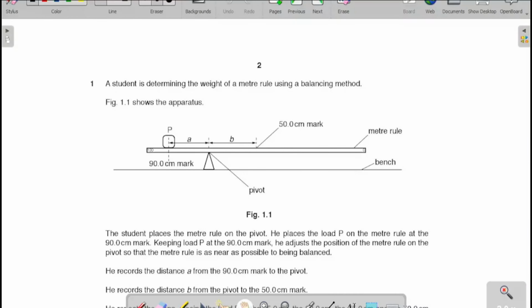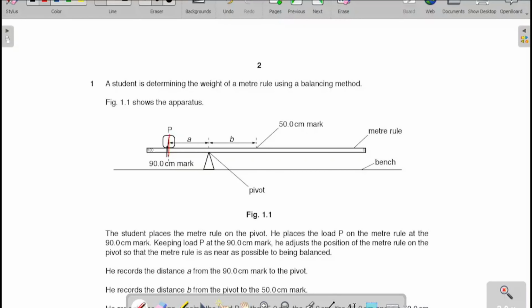Now this is the 90 cm mark. You can see it here. There is a load there at the 90 cm mark. Let me use red so that you see it clearly. Keeping the load at the 90 cm mark, he adjusts the position of the meter rule on the pivot so that the meter rule is as near as possible to being balanced.